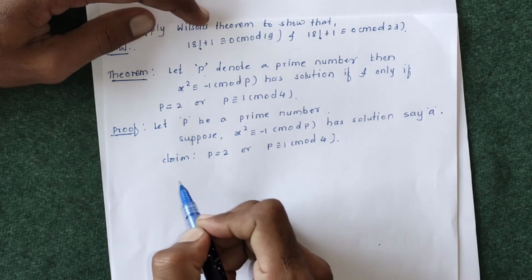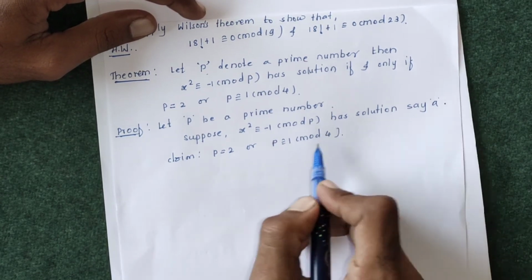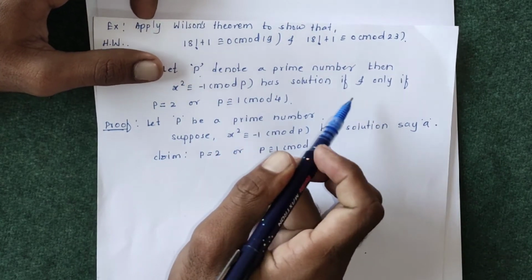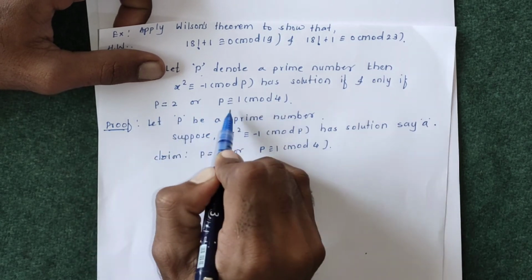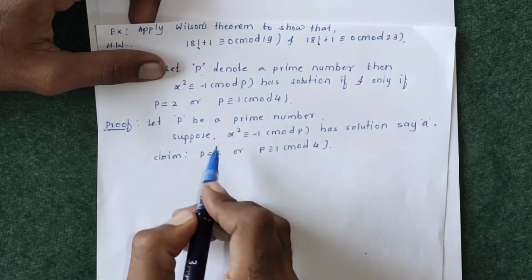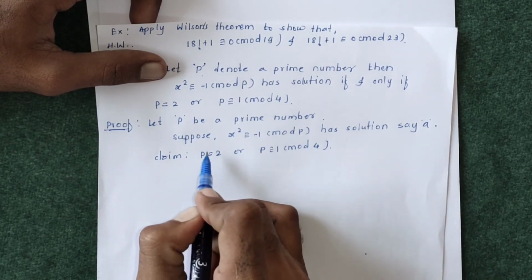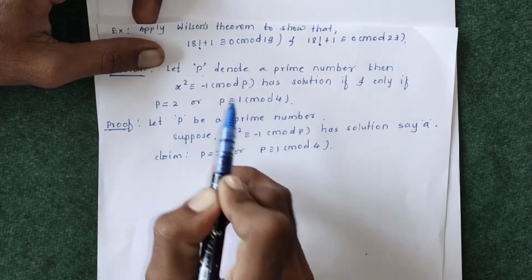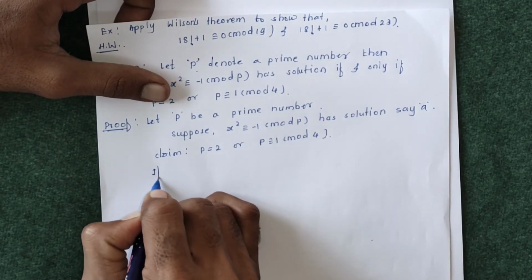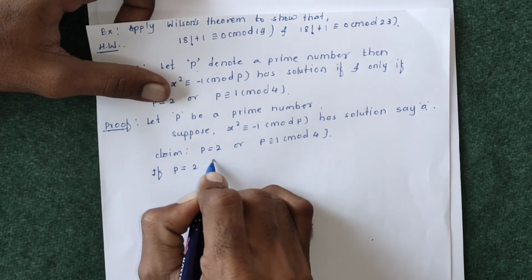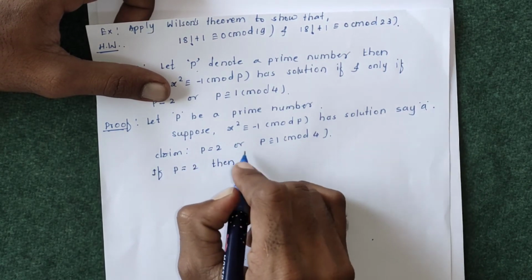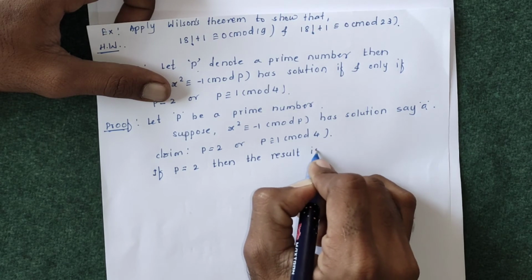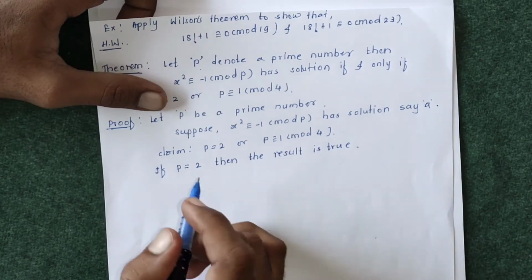If p is equal to 2, then there is nothing to prove, since our theorem is: p denotes a prime number and x square is congruent to minus 1 mod p has a solution if and only if either p is equal to 2 or p is congruent to 1 mod 4. If the prime p itself is equal to 2, then we are done, because we are just willing to prove either p is equal to 2 or p is congruent to 1 mod 4. So if p is equal to 2, the result is obvious.